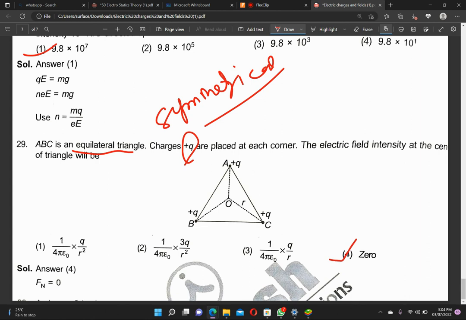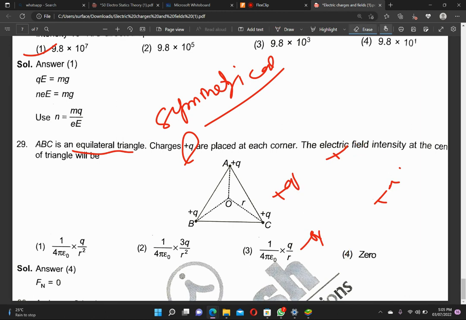Net F, suppose there is a square given, and a square means all the sides will be equal, and it's a symmetrical thing. So if everywhere it is plus q, plus q, plus q, meaning all charges are equal, or they can give you anything, minus 3q, minus 3q, minus 3q, or minus q2 by 3, minus q2 by 3. Anything they can give you, if they are saying all charges are equal and they are in symmetry, meaning a symmetrical geometric figure, then you need to understand that the net electric field, that is electric field intensity at the center, will always be zero.